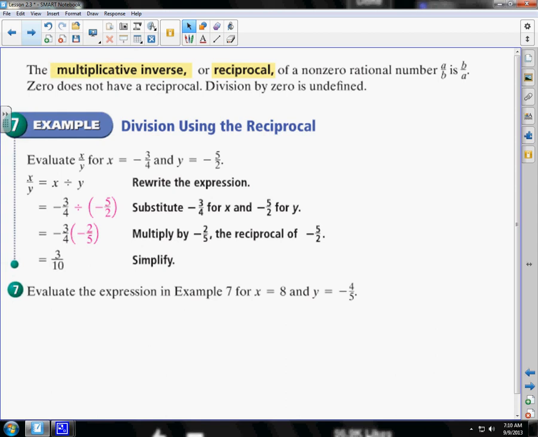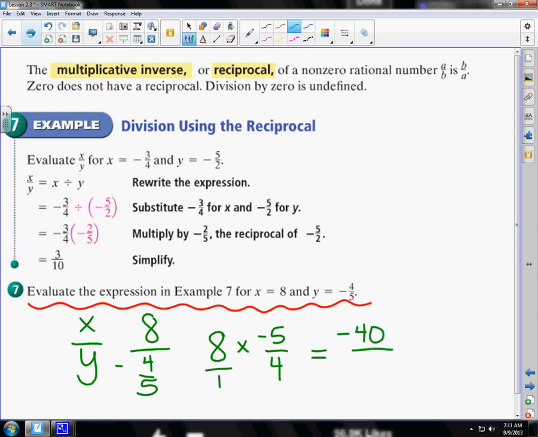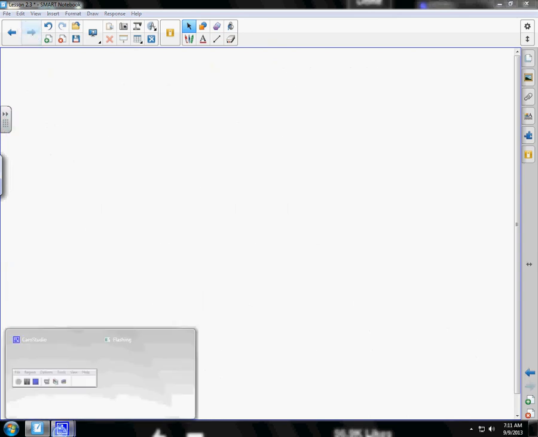So here is an example, and then it says, evaluate the expression in example 7 for x equals 8, y is negative 4/5. So what you would do is, it just says evaluate x over y. So it wants you to find out x over y. So if x is 8 and y is negative 4/5, what you would do is you'd keep your numerator, and this is division, which means I'm going to multiply by the reciprocal of this, which would be negative 5/4. This would be 8 over 1. So 8 times negative 5 is negative 40, and 1 times 4 is 4. So my answer is negative 10. All right, that is it for your note.